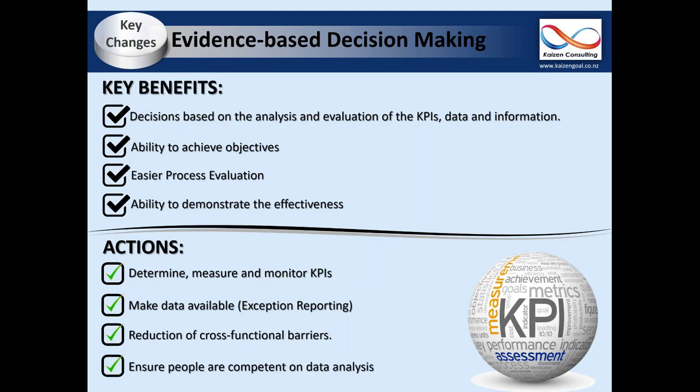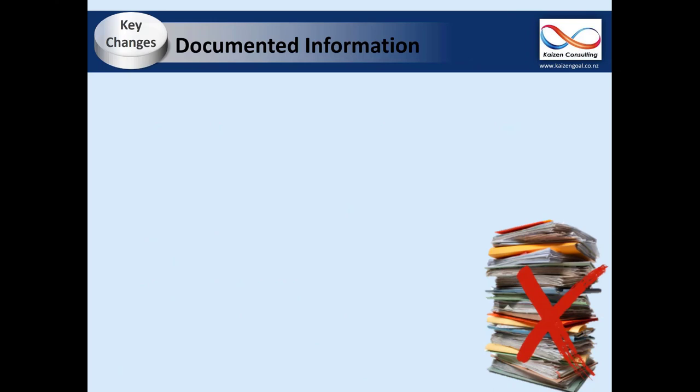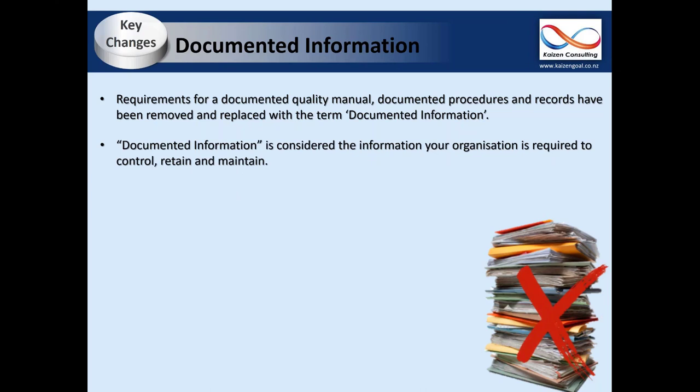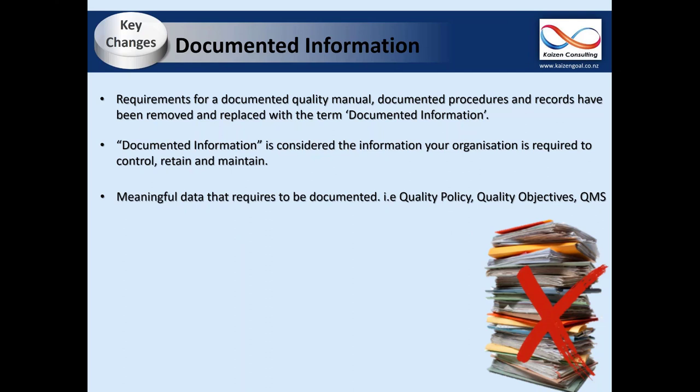Documented information, an interesting one. The requirements for a documented quality manual, documented procedures, and records have been removed and replaced with the term documented information. Documented information is information that your organization requires to control, retain, and maintain. These are meaningful data that your company requires, such as quality policy, quality objectives, and the quality management system, and they could be in any format. Some companies would have them more digitally, some organizations would still have a hard copy, but you are able to have them in any format that is practicable to your business.